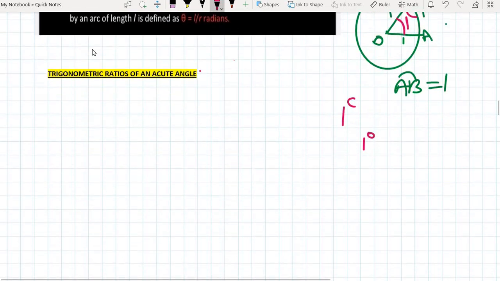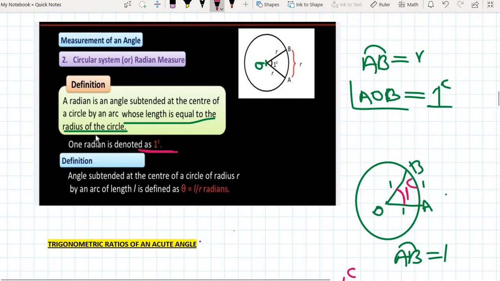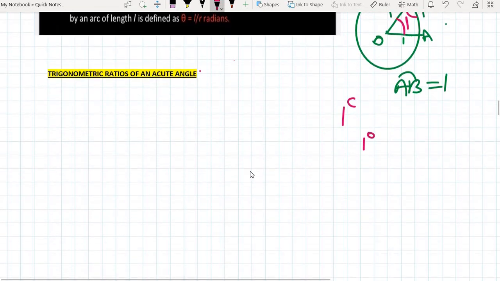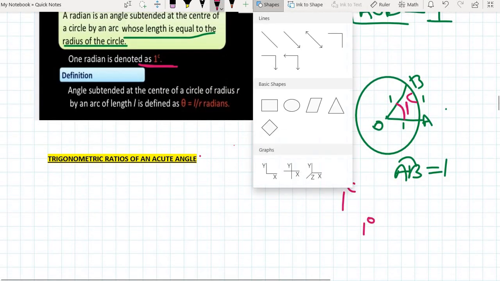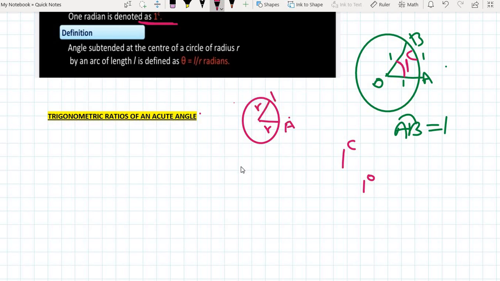So the definition says: the angle subtended at the center of the circle by an arc whose length is equal to the radius of the circle is considered to be 1 radian. Now, the angle subtended at the center of a circle of radius r by an arc of length l is defined as theta equal to l by r radians. That means, consider a circle with radius r. Consider arc AB. The length of the arc is considered to be L units.